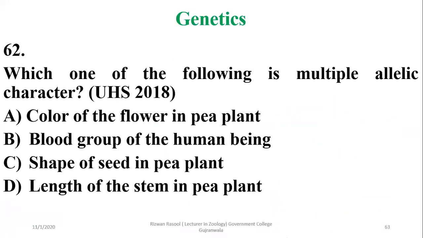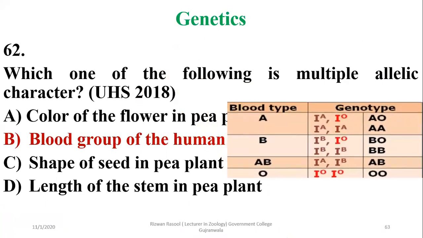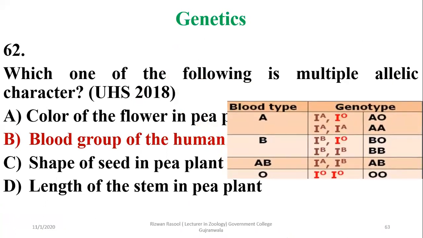Which one of the following is multiple allelic character? It is a blood group of human being which is controlled by single gene I with three multiple forms or three alleles. And out of these three alleles, only two exist in an individual at a time.